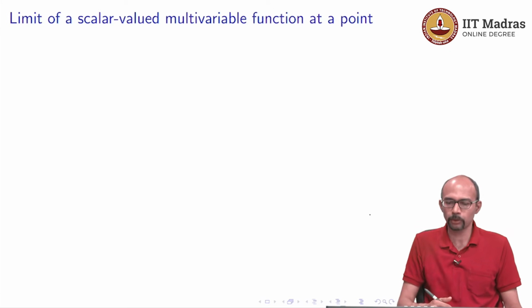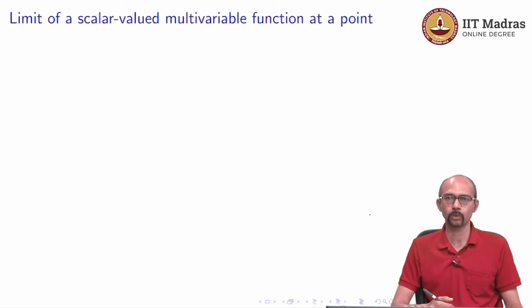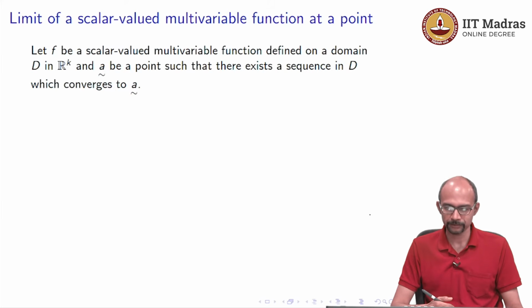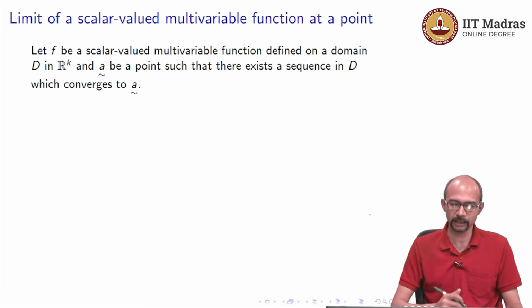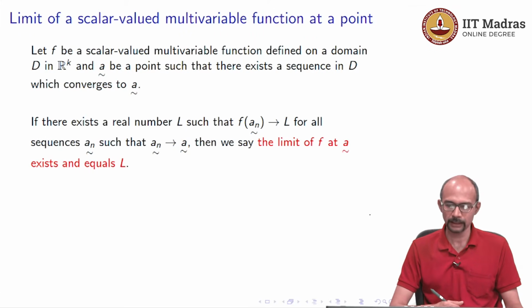Let us now talk about the limit of a scalar valued multivariable function at a point. This is going to generalize what we saw earlier about limits of functions of one variable at a point. So, let f be a scalar valued multivariable function defined on a domain D in R^k, and A tilde be a point such that there exists a sequence in D which converges to A tilde. This is some technical condition that we need in order to define the notion of the limit. Now, remember this is a scalar valued function, so f takes values in R, which means real numbers.